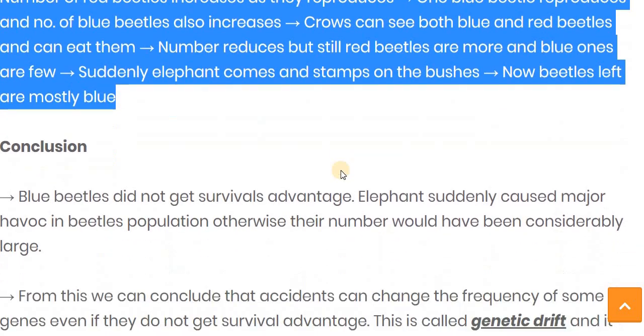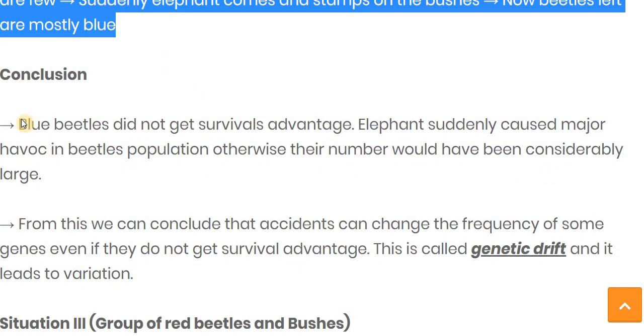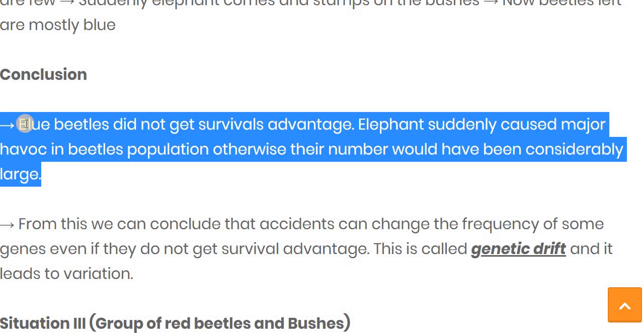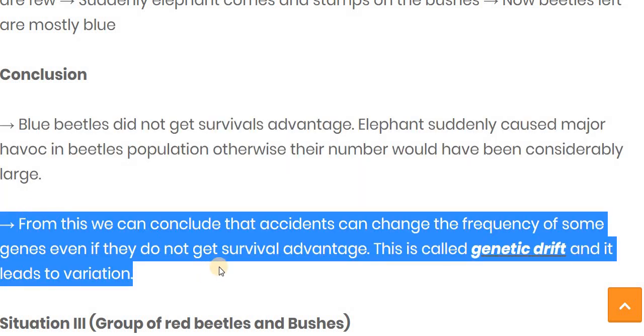Now let's see the conclusion part. We can conclude that the blue beetles did not get a survival advantage. The elephant suddenly caused major havoc in the beetle population; otherwise, the number would have been considerably large. But from this, we can conclude that an accident can change the frequency of some of the genes, even if they do not get a survival advantage. This is called genetic drift, and it leads to variation.